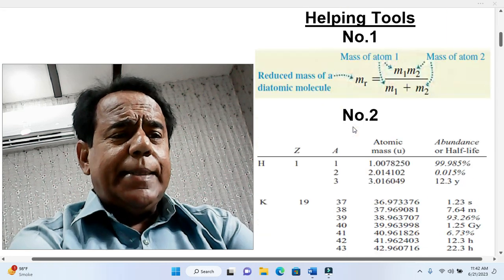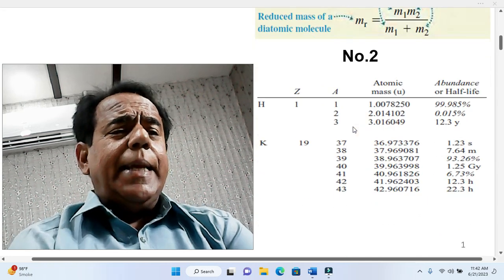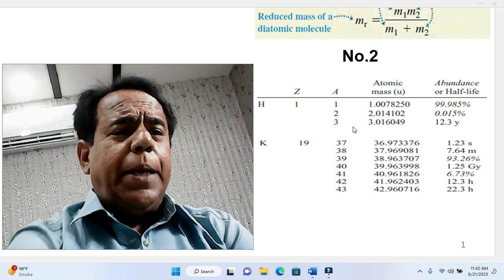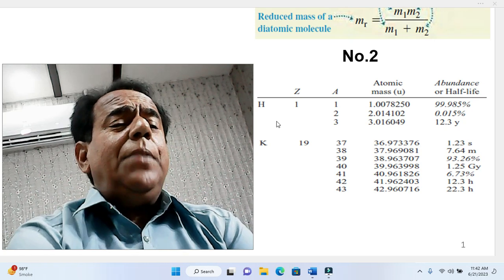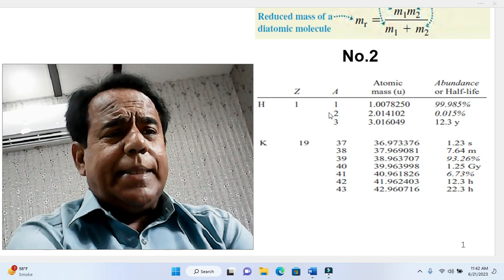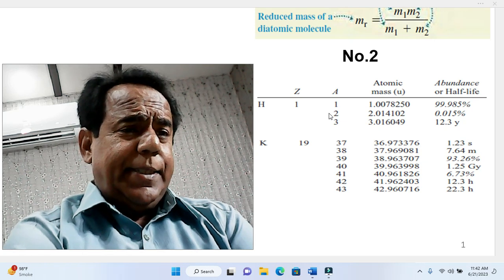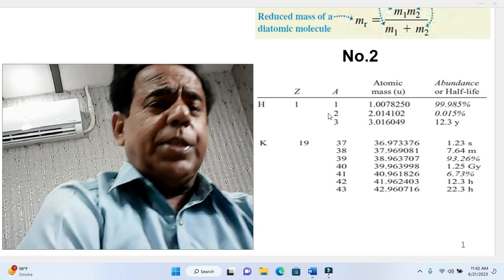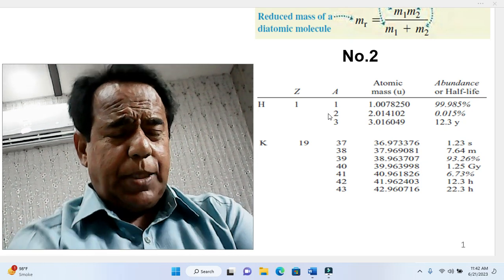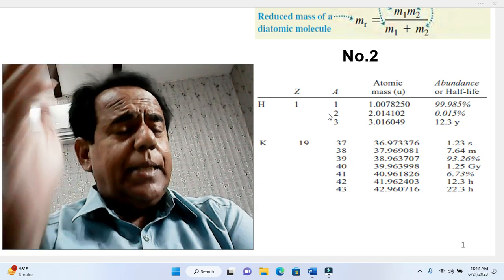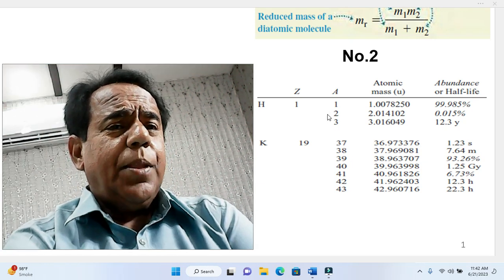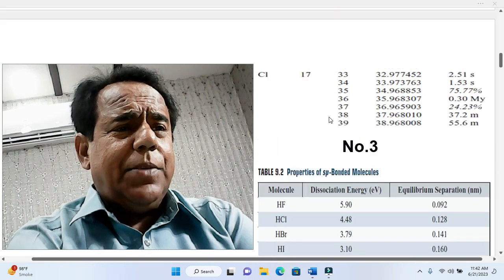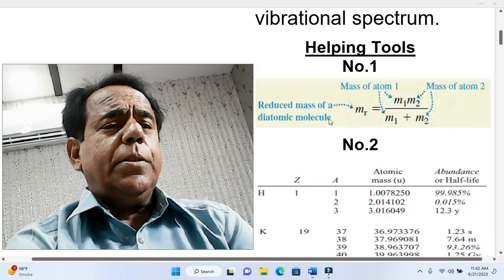The first segment contains information about hydrogen. We have nothing to do with hydrogen, but this segment ensures the continuity of this table. However, the second segment deals with potassium information, and the third segment deals with the chlorine information.